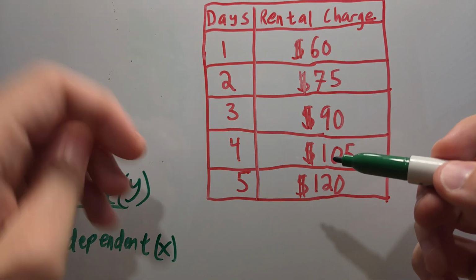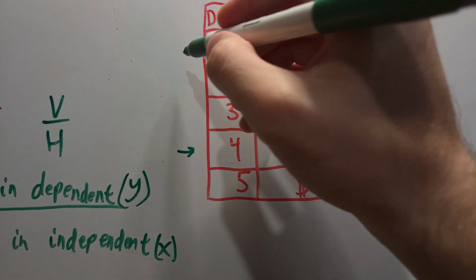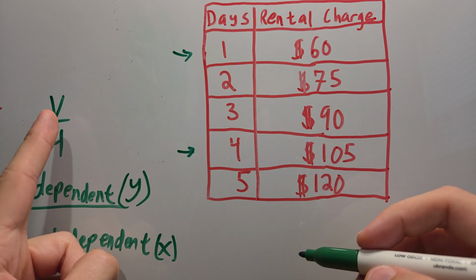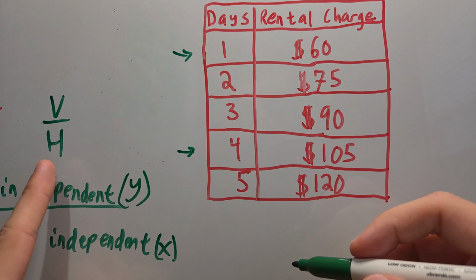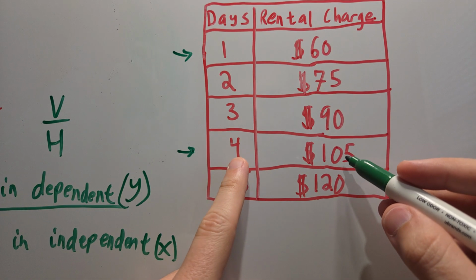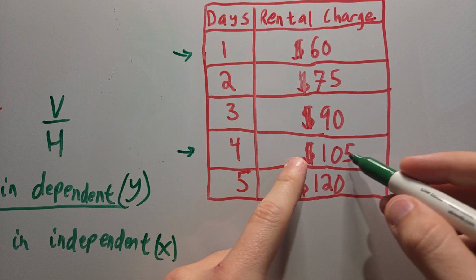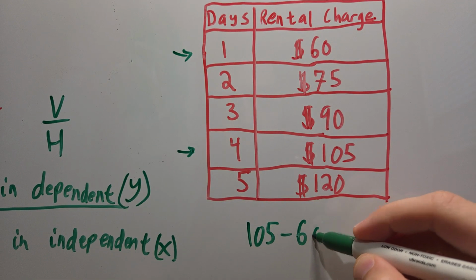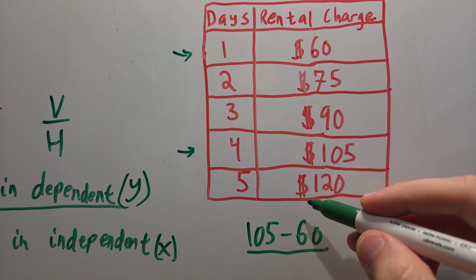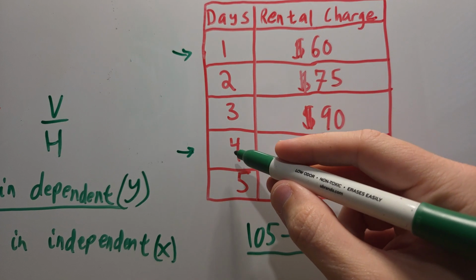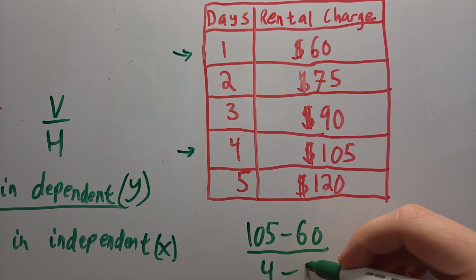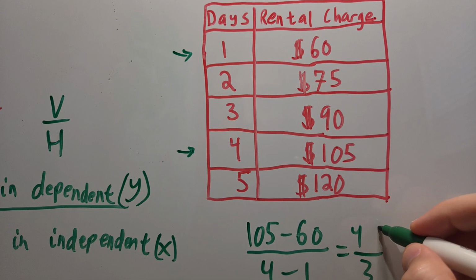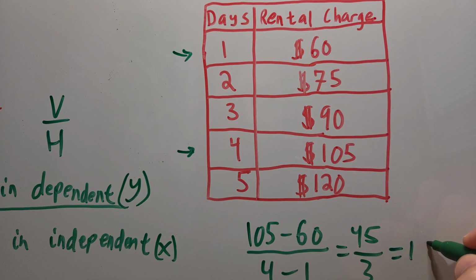Let's find the rate of change from day 4 to day 1. Change in y, vertical change, over the change in x, horizontal change. So we start from here. We'll do 105, that value, minus 60. And then we will divide that by the respective corresponding day values, which would be 4 and 1. When we calculate this, that would be 45 over 3, and that gives me 15.